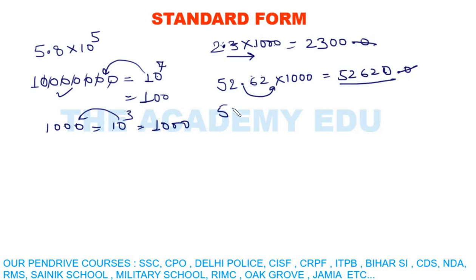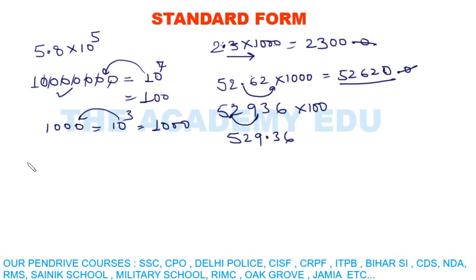Suppose we have 5.2936 into 100. What will I do? Move the point 2 digits to the right side. So I will write 529.36. Okay. So whenever you multiply a decimal number with 10, 100, 1000, a multiple of 10, we do it like this.